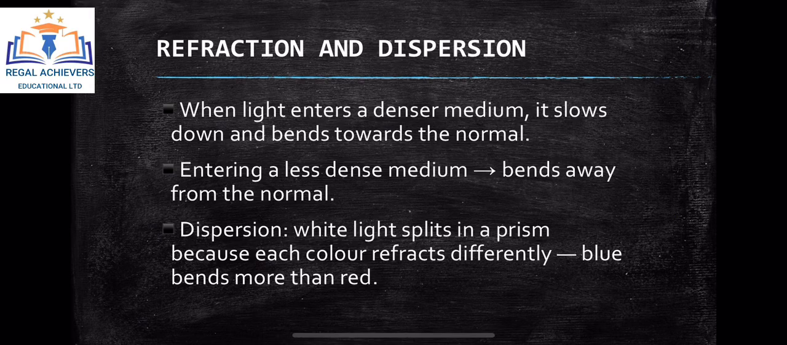When light enters a denser medium, it slows down and bends towards the normal. Entering a less dense medium, it bends away from the normal. But in dispersion, when light splits in a prism, that is because each color refracts differently, like blue bends more than red.